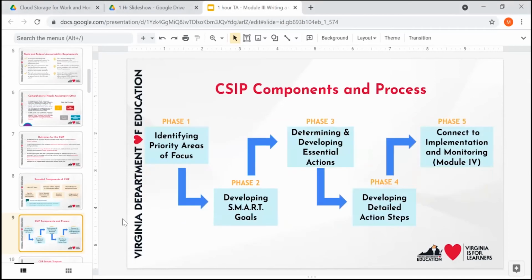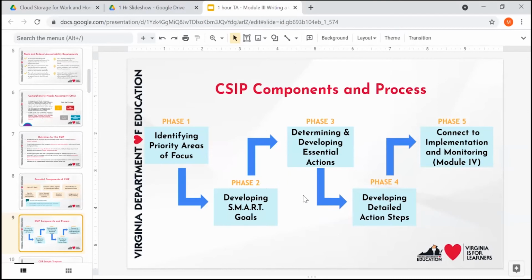So there's a process for our comprehensive school improvement plan. Phase 1, we need to identify the priority areas of focus, and that's going to come out of our comprehensive needs assessment. We want to develop SMART goals. Where are we and where do we want to go? And that's based on that, identifying those focus areas based on our root causes.